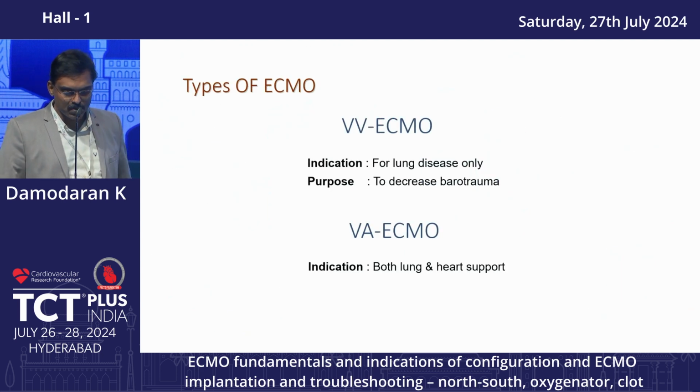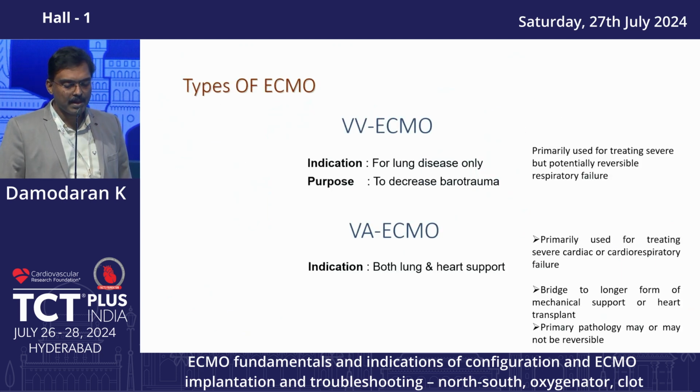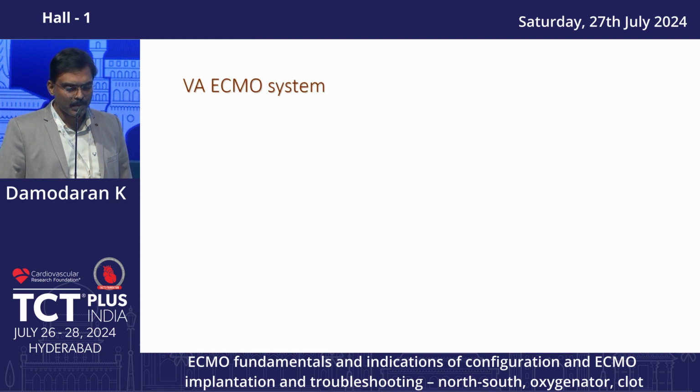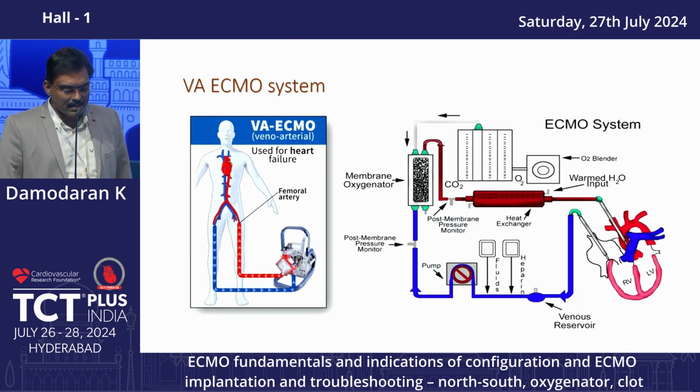These are the two types. VV ECMO is for ARDS or severe respiratory failure, whereas VA ECMO is for adult cardiac ECMO. The basic idea is that there is a drainage cannula, usually from the femoral vein, and it goes to the pump and then to the oxygenator, where the blood gets oxygenated and is returned back into the arteries. This is the basic principle of ECMO.